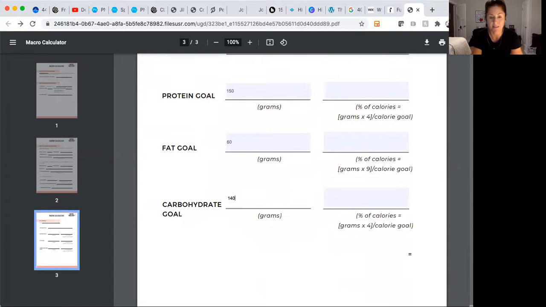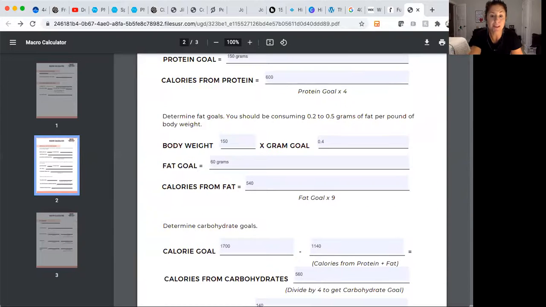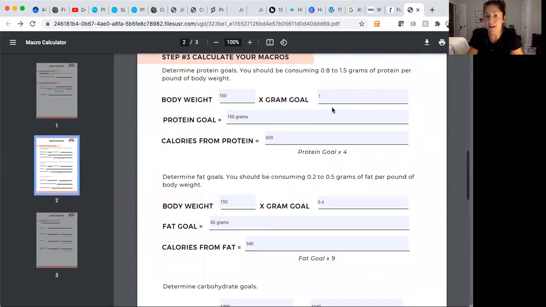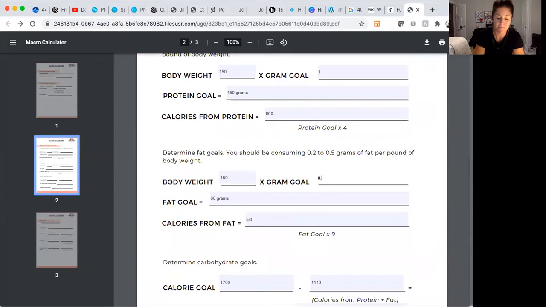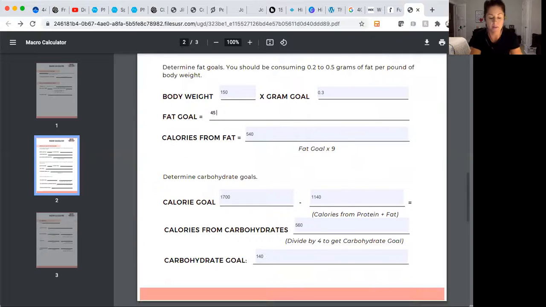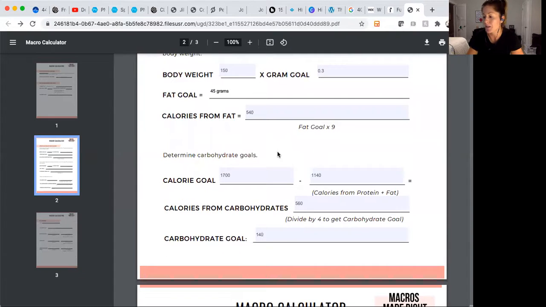Now look at that. If that's low for your carbohydrates, I will tell you that's a little low for my carbohydrates. So I'm actually going to play around with it, and you can do the same here. So instead of my gram goal for fats being 0.4, I'm going to take it down to 0.3, and that is going to even out to be 45 grams of fat times 9 equals 405. See how I'm doing this here? I'm just playing around with my numbers based on what I can do for my body and what I'm used to doing.